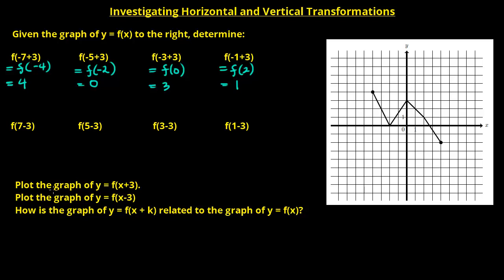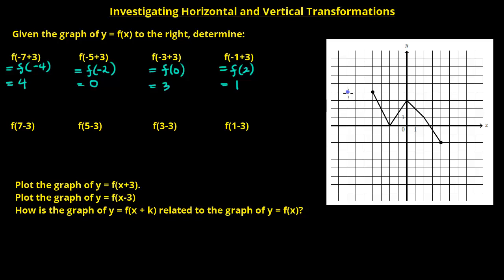So below we're also told to plot the graph of y is equal to f of x plus 3. So let's think about this. Okay, well, I know that when x is equal to negative 7, f of x plus 3 is going to be 4. So let's plot that point. When x is negative 7, f of x plus 3 is positive 4. So let's count back. Negative 1, negative 2, negative 3, negative 4, negative 5, negative 6, negative 7.